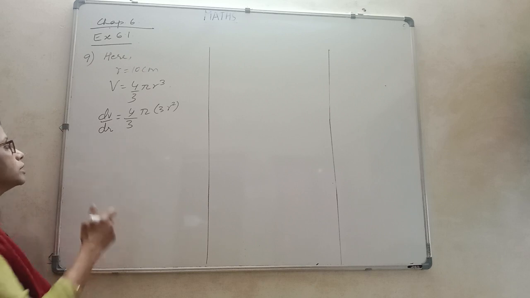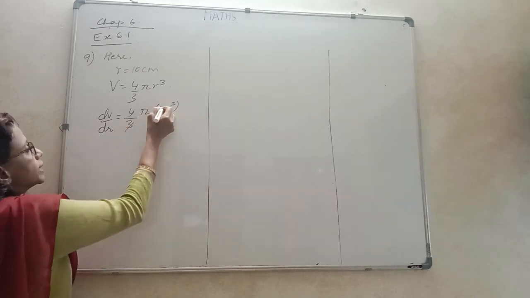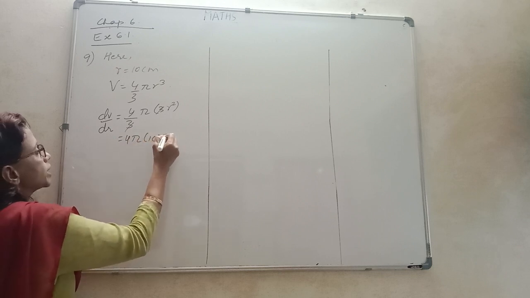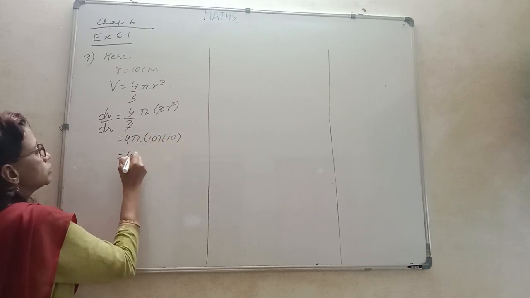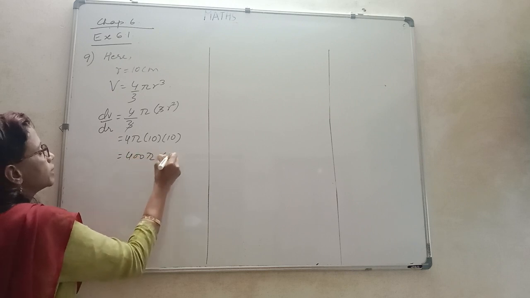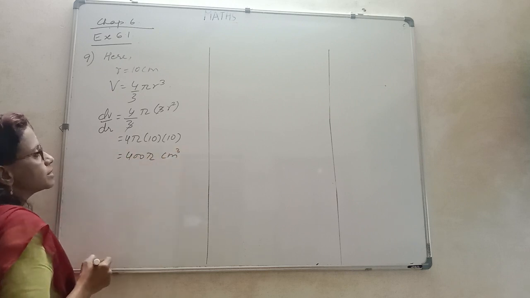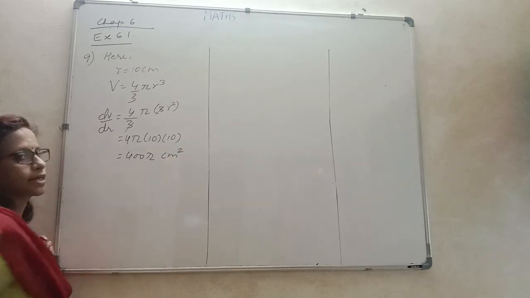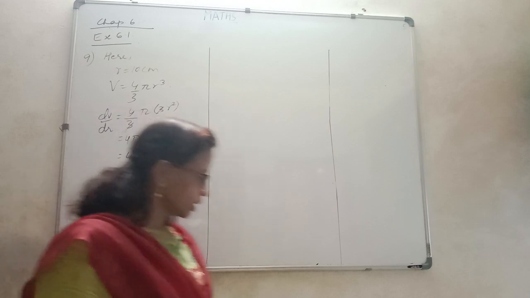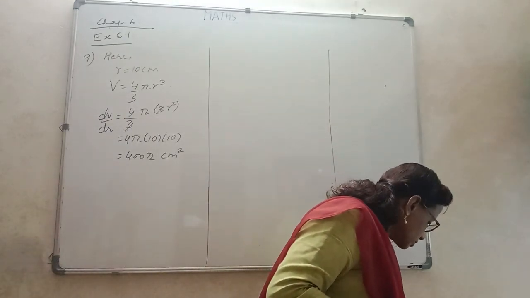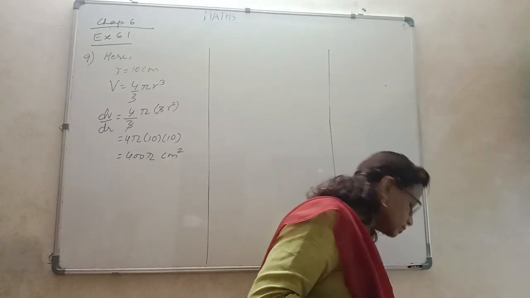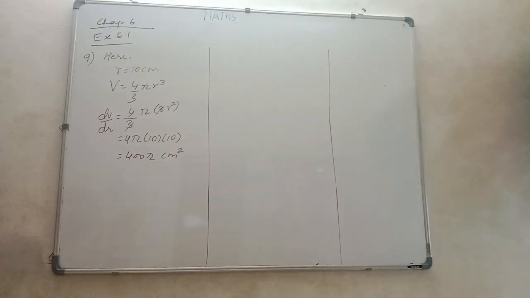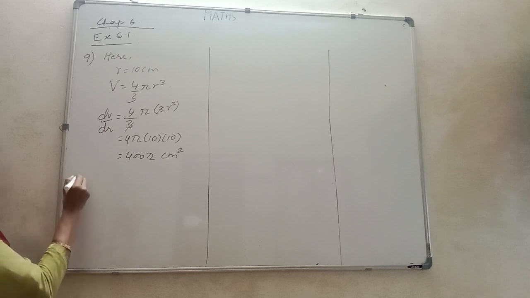We have the 3 getting cancelled, and they've told us that the radius is 10 centimeters. So 10 into 10, your answer comes out to 400 pi centimeter cube per centimeter. So I think you can write 400 pi centimeters squared. That's how we find this out, and it comes out to 400 pi. That's about the ninth question. Pretty simple actually. Now we'll go to the 10th one.